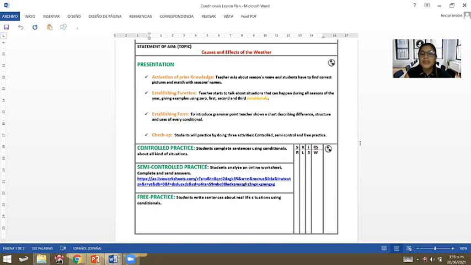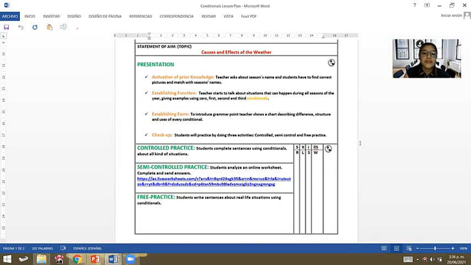After this, the teacher is going to start with the establishing function, which is how to use the new content with what is already known. In this case, I am going to activate the prior knowledge by asking about seasons' names, and the students will have to find the correct pictures and match them with the seasons' names, right?